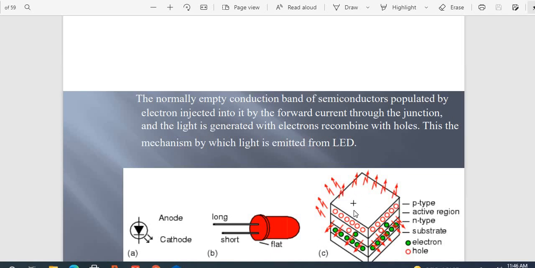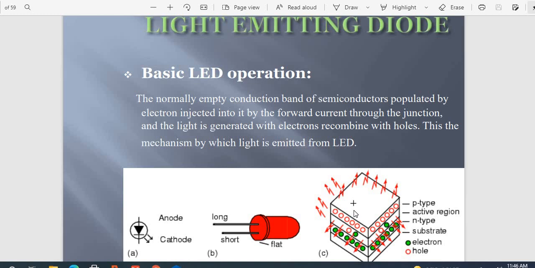On the upper side, we normally have the conduction band. In any particular material, we have three bands: the conduction band, the valence band, and the semiconductor middle band. The normally empty conduction band of the semiconductor is populated by electron injection into it by forward current through the junction, and light is generated when electrons recombine with holes. So the electron tries to recombine with the hole. This is the mechanism by which light is emitted from the LED.